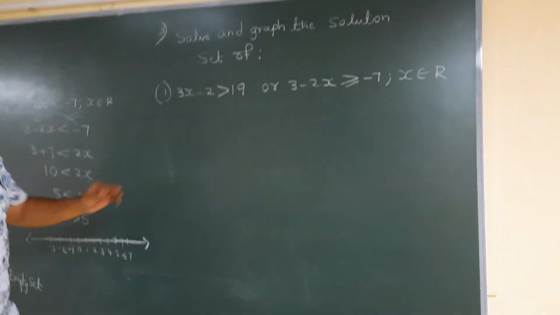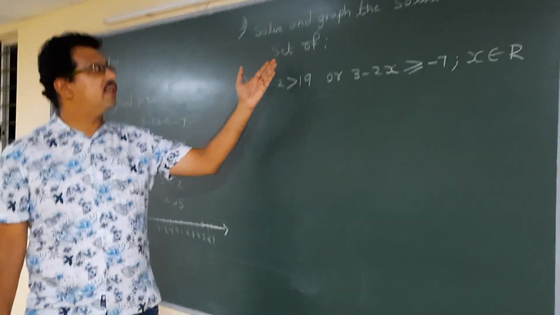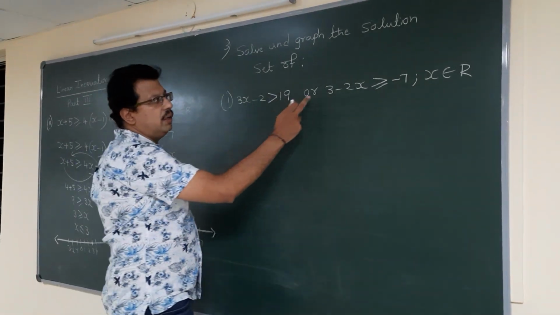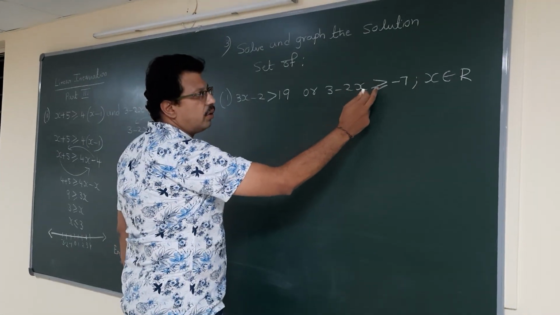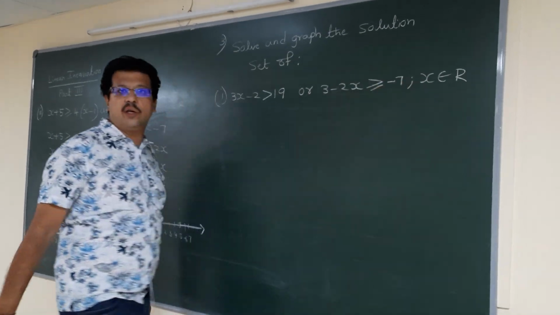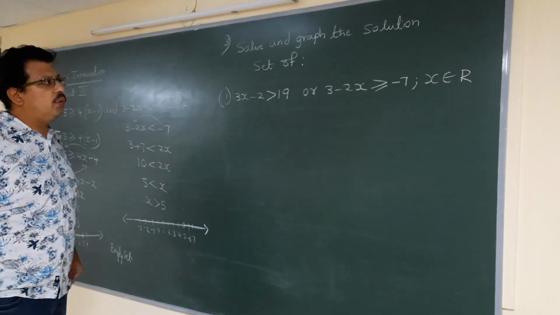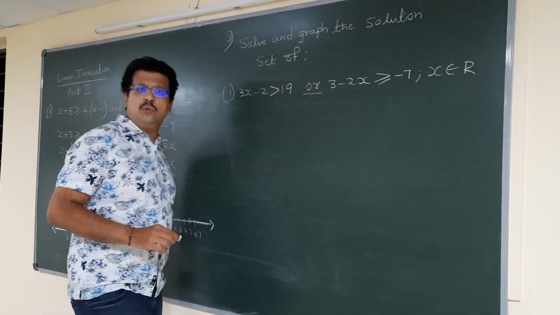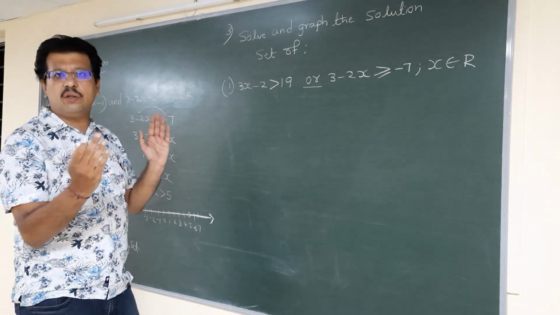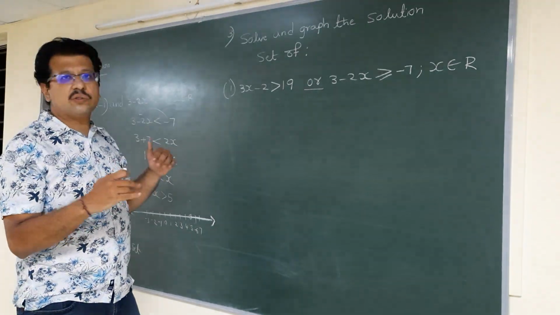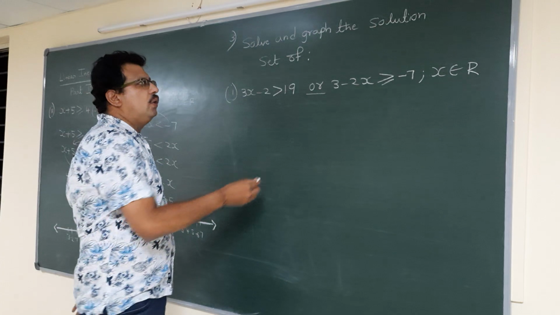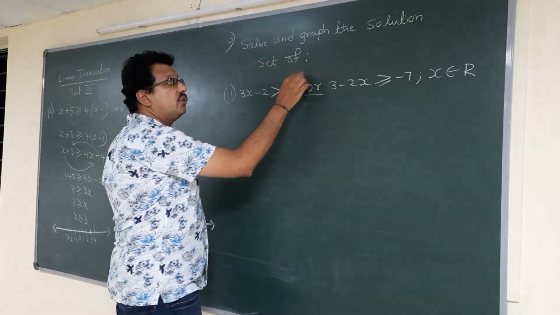So that is: solve and graph the solution set of 3x minus 2 greater than 19 or 3 minus 2x greater than or equal to minus 7, x belongs to real numbers. If you observe, OR is coming here. OR means you have to combine. That is called union. Combine means you have to take the two sets together. That's called union.